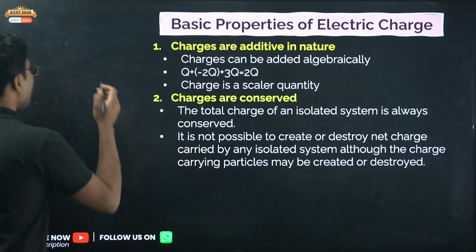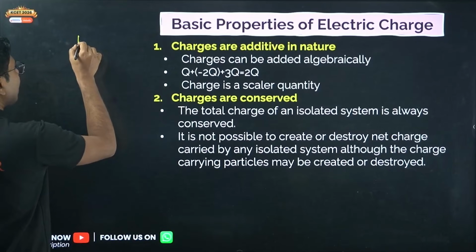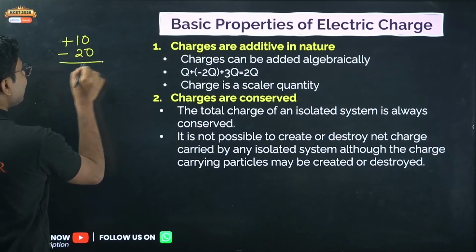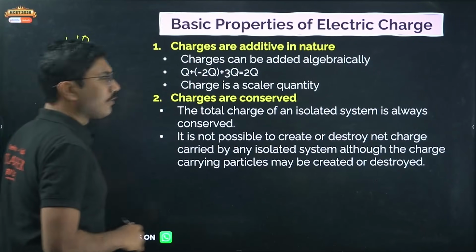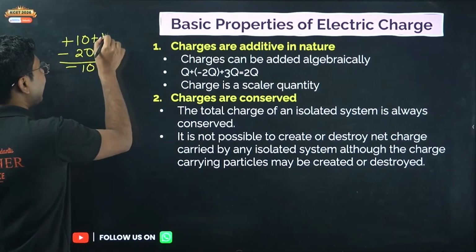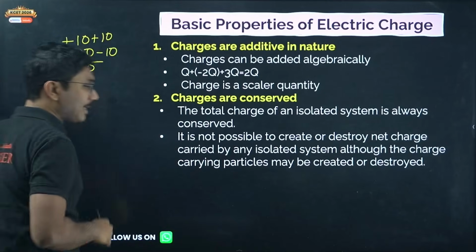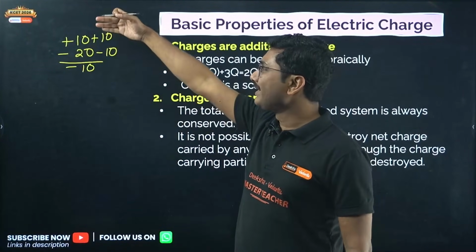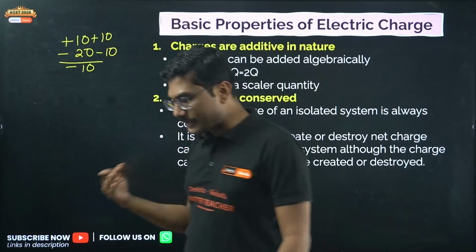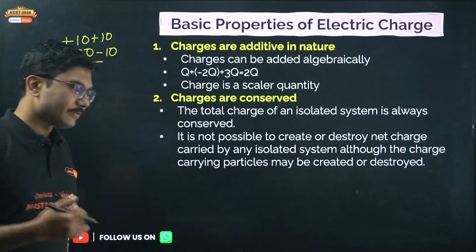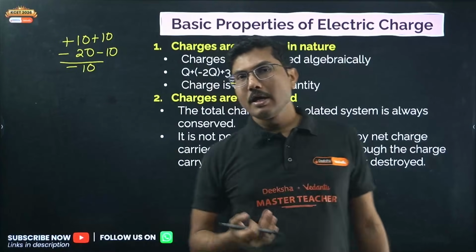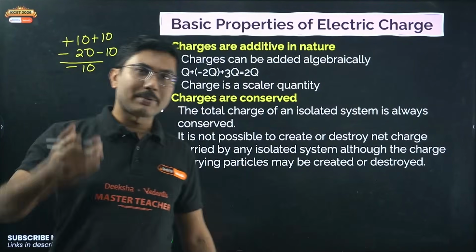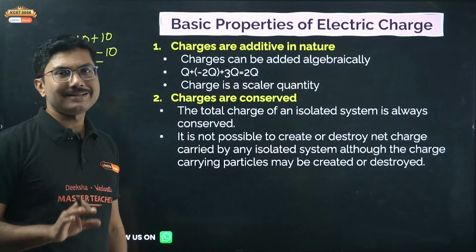As I have told you many times with an example, suppose we have plus 10q and we have minus 20q. The net charge is minus 10q. You can increase one charge by 10 or decrease it by 10, but the total charge should always remain minus 10. Charges always appear in pairs, positive and negative. There are ways to create and destroy charges, but even if it happens, the net charge of the object remains the same.